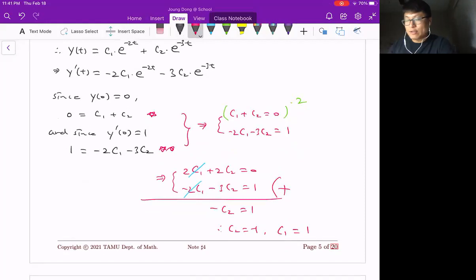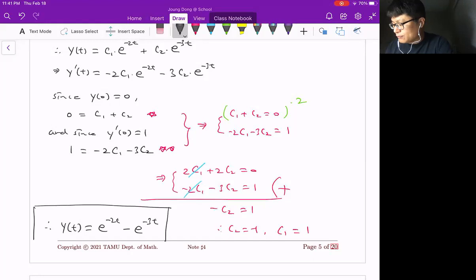Then once you find c1 and c2, we have to update your general solution into the real solution with the initial conditions. Here we go. So your solution y(t) is equal to c1, which is 1, times e to the minus 2t, and c2 is negative 1, so negative e to the minus 3t. That is your solution.